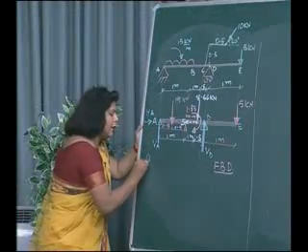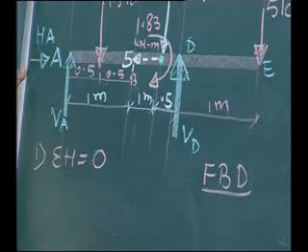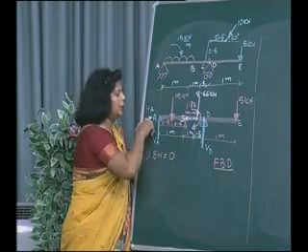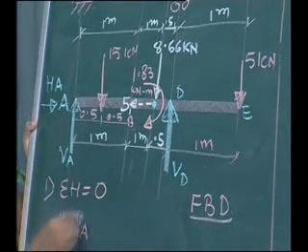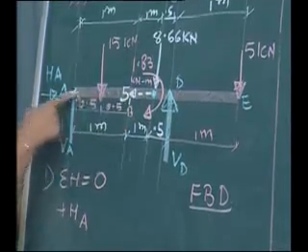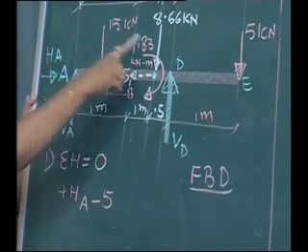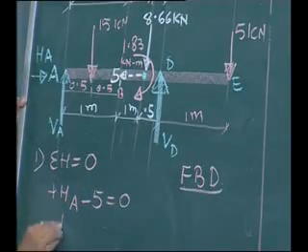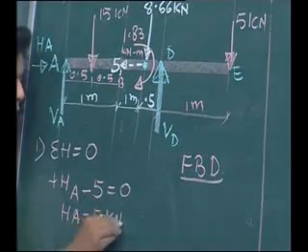What is our first condition of equilibrium? Sigma H is equal to 0. To start with, HA is moving towards the positive x-axis, so it will be plus HA. Then 5 is moving towards the negative x-axis, so that will be minus 5. There is no other horizontal force acting, so that is equal to 0. So HA is equal to 5 kilonewtons.